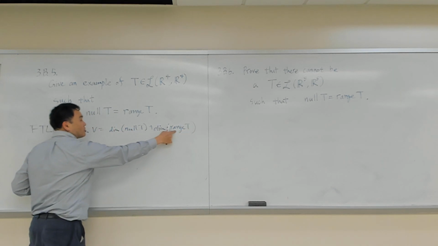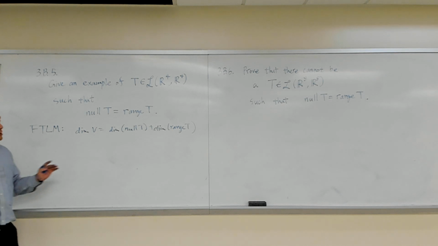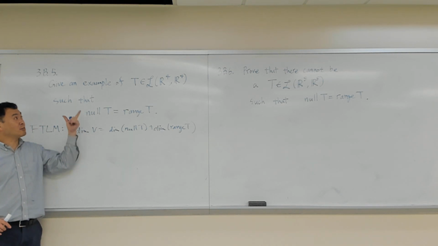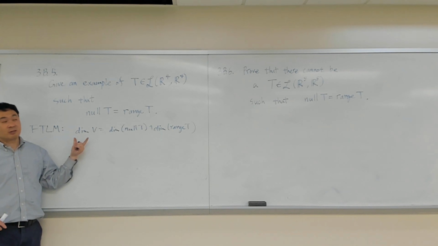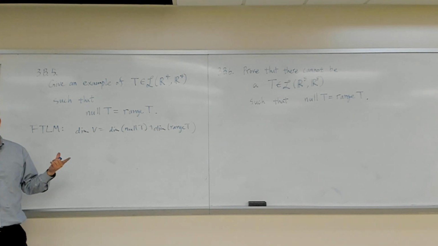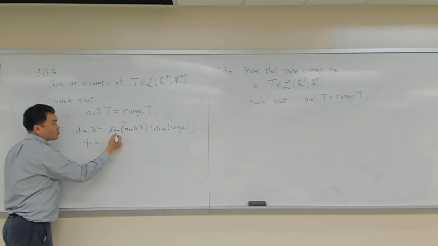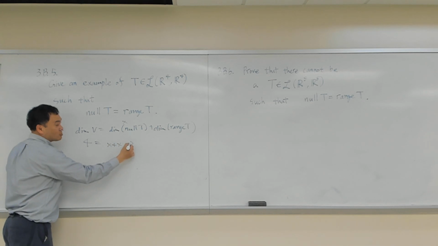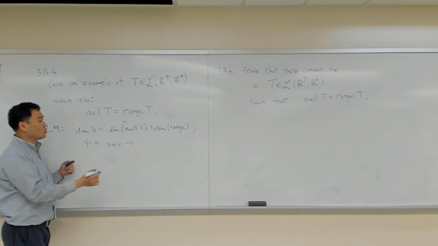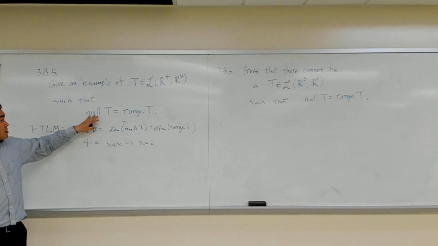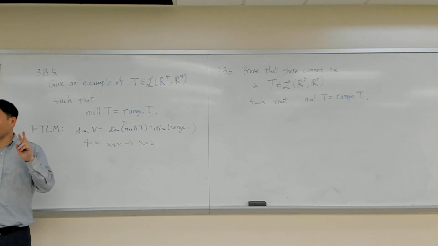Since these two are the same, right? They have the same value. What's the dimension of V in this context? V is the domain of T, right? What's the dimension of V? What's the domain? 4, right? Okay. This is 4. If I say this dimension is x, x plus x, so what's the dimension? 2. So whatever these are, null T and range T, they better be 2-dimensional.